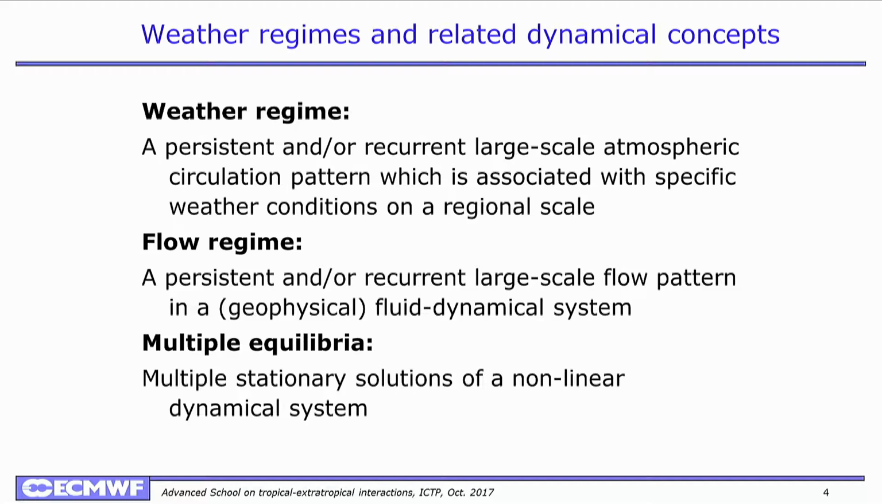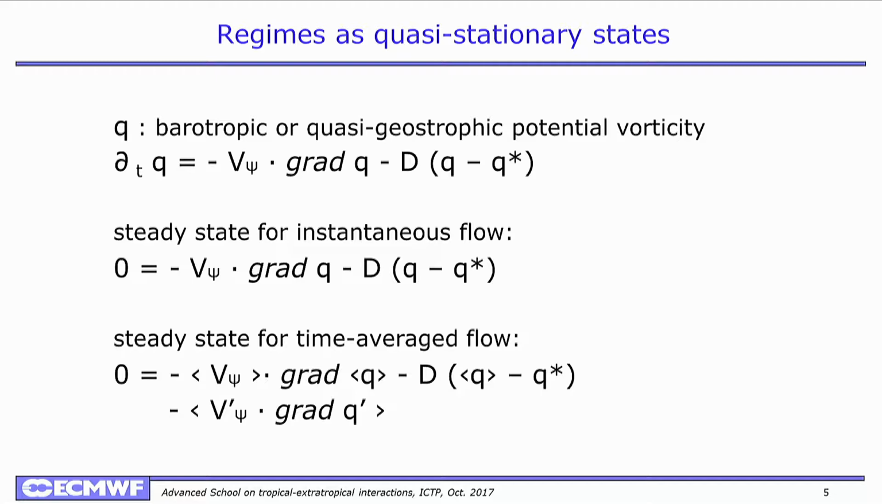Here you look in general at parts of the attractors that are more populated, and the weather regime is the application of this concept to the practical atmospheric flow, including the effect of baroclinic transients. So in terms of the dynamics, these papers were mainly describing regimes as quasi-stationary states of a simple equation, described either by the barotropic vorticity equation or by an equation that described the evolution of quasi-geostrophic potential vorticity.